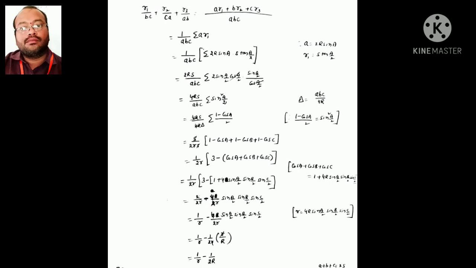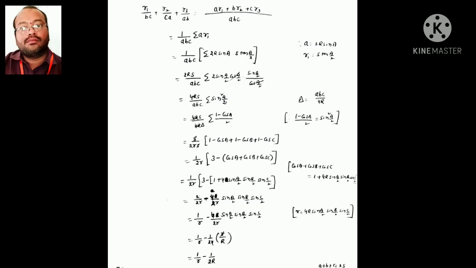So 1 by abc, taking abc as the LCM, we can get 1 by abc is equal to sigma ar1. So 1 by abc is equal to sigma, a is nothing but 2r sin a and r1 is nothing but s tan a by 2. So sin a can be written as 2 sin a by 2 cos a by 2 and tan a by 2 can be written as sin a by 2 over cos a by 2. By simplifying that, we can get 4rs by abc and sigma sin square a by 2. Sin square a by 2 can be written as 1 minus cos a by 2. Take 1 by 2 outside, 1 minus cos a plus 1 minus cos b plus 1 minus cos c.